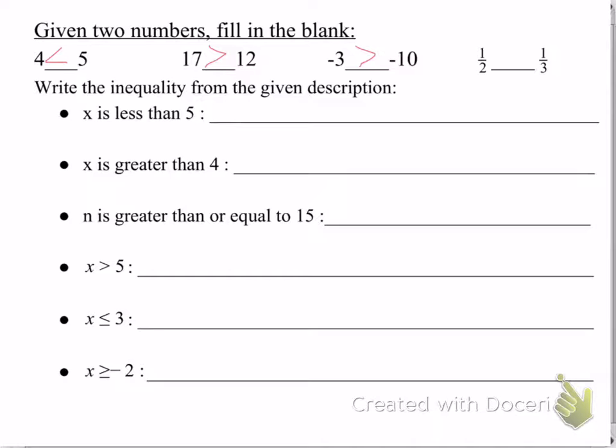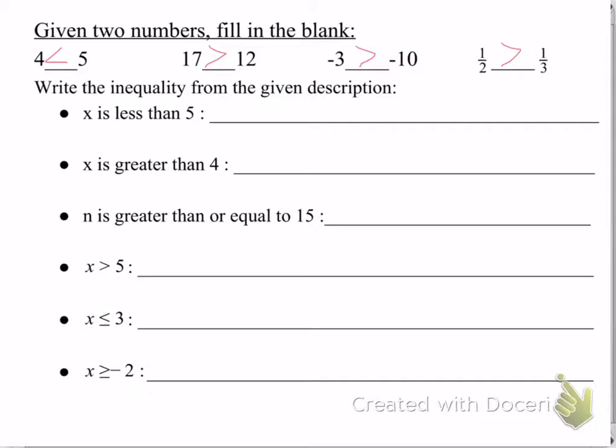And then lastly, our fractions. Don't we love fractions? 1/2 is bigger than 1/3. So that's just reading it as 1/2 is greater than 1/3. And -3 is greater than -10. And 17 is greater than 12. And 4 is less than 5.